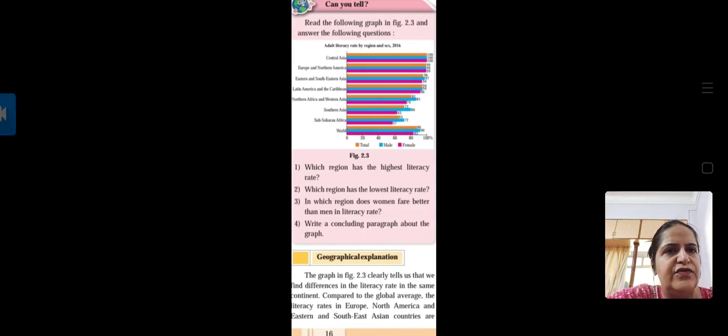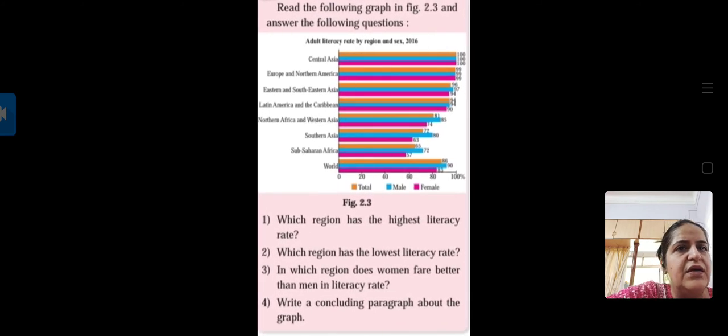Now there's another graph. We'll have a look at this. Towards the left of the graph, the bars show different continents. Each continent has figures. Yellow indicates the total number of people, blue indicates male, and pink indicates female. Now, which region has the highest literacy rate? According to this figure, they are trying to study which continent has the highest literacy rate in totality, or in males or females.